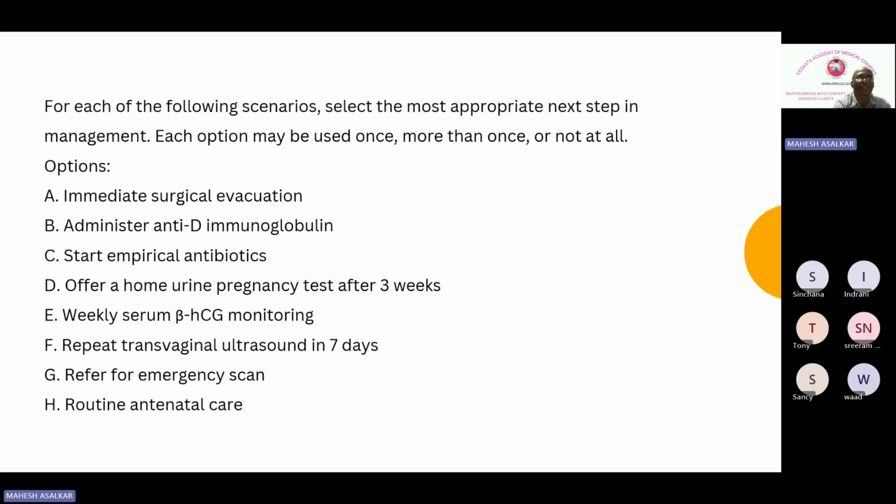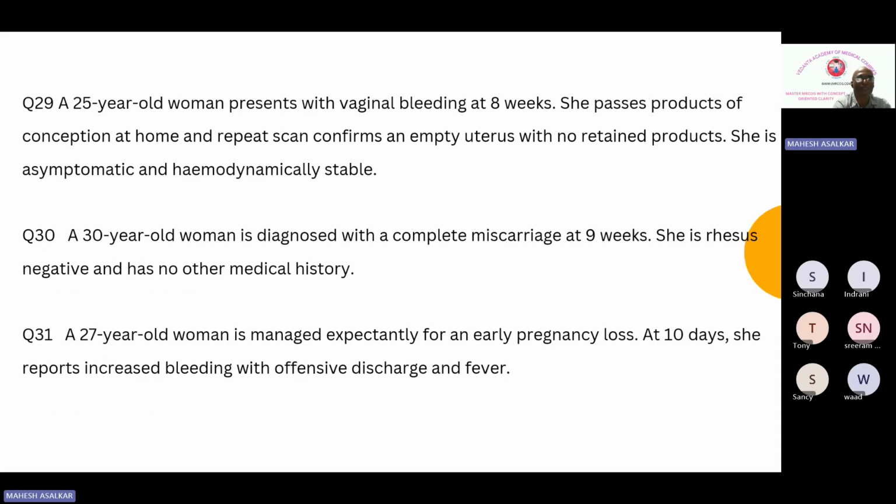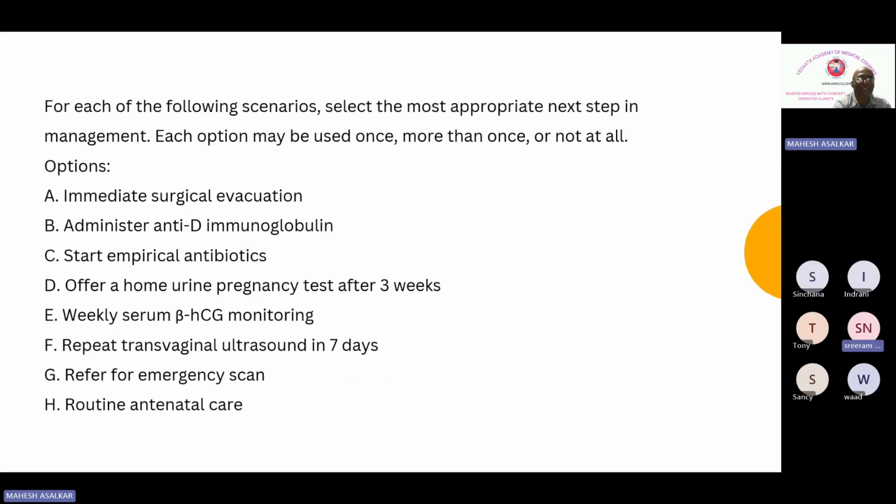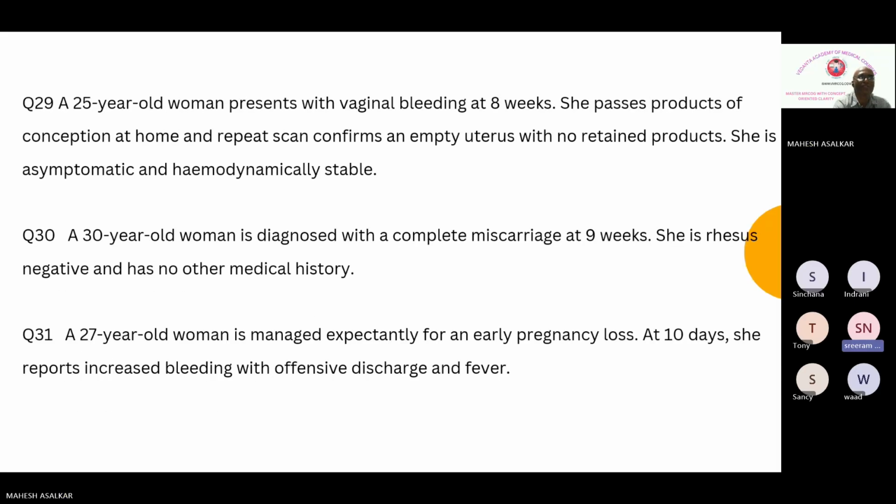I think there are 2 or 3. So you can take these questions. Read the stem first. The first most important thing is the stem. You understand the next step, the most appropriate next step in the management. We'll go for the question, then I'll show you the options.